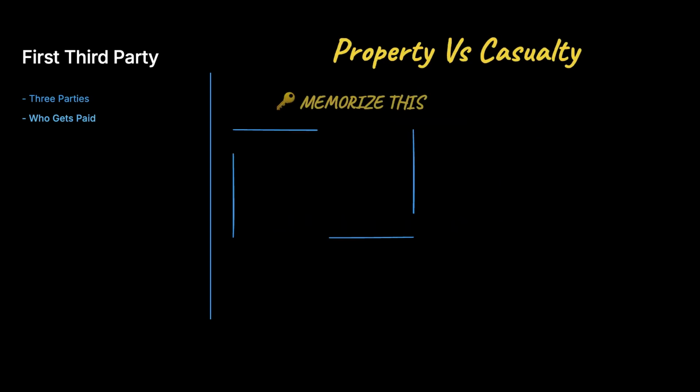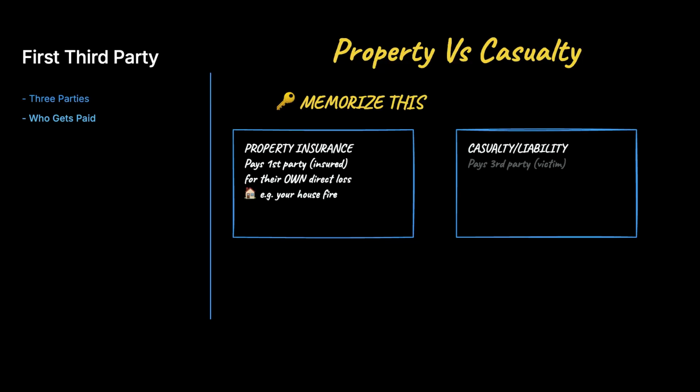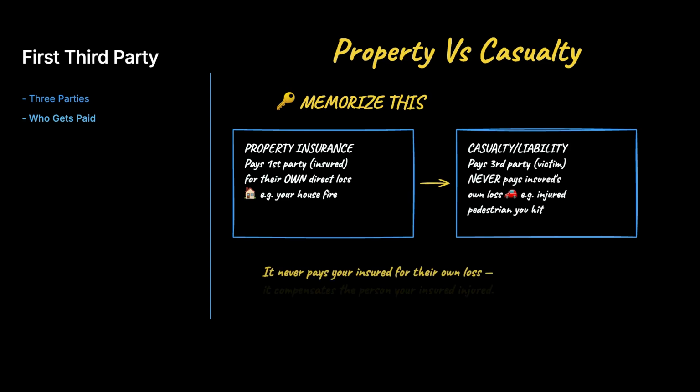Now here's the single most important takeaway, and I'd memorize it word for word. Property insurance pays the first party, the insured, for their own direct losses. Casualty or liability insurance pays the third party. It never pays your insured for their own loss. It compensates the person your insured is legally responsible for injuring.